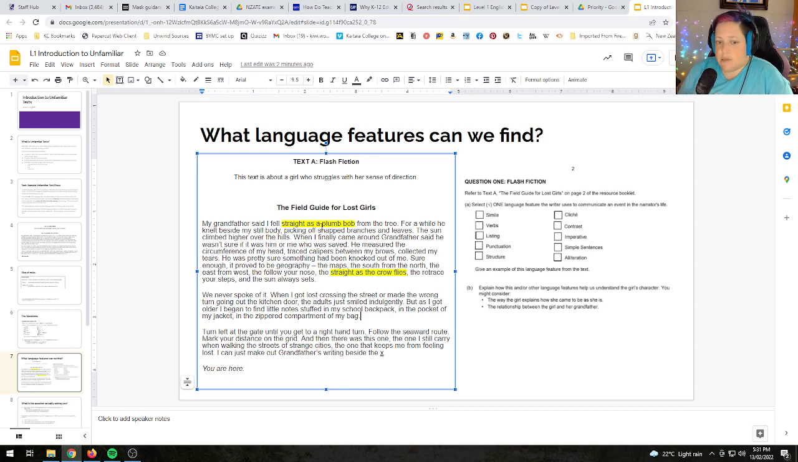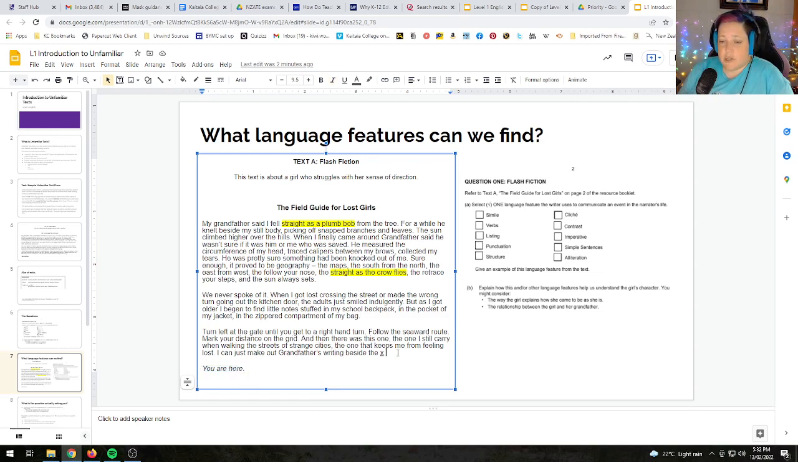So where I wouldn't consider straight as a plumb bob a cliche, I would possibly consider straight as a crow flies one, because as I said, that's a really common expression that we use. Follow your nose could also be called a cliche, and depending on how you want to argue it, possibly even you are here.